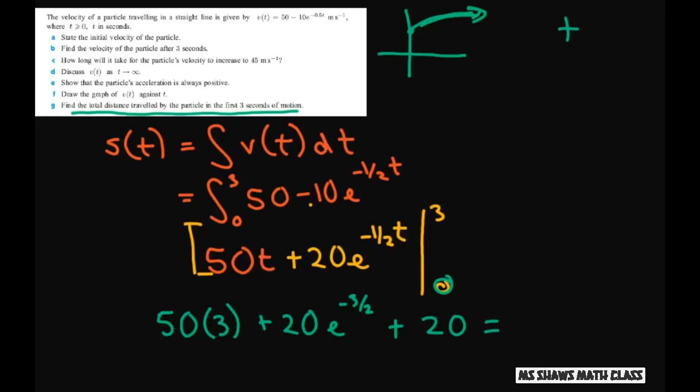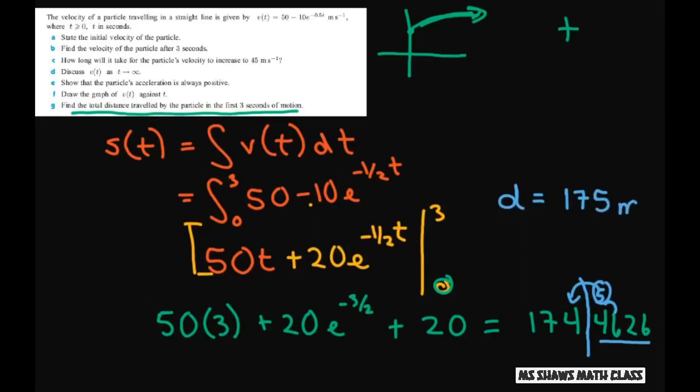So when you plug that in your calculator, you're going to get 150 plus 20 times e to the negative 3/2. So you can type in negative 1.5 and then plus 20. And that gives you 174.4626. We want to round to 3 significant figures, so there it is. If you're using the rounding, this 6 would round this up to 5, and 5 rounds that up. So your total distance is approximately 175 meters. And that's it.